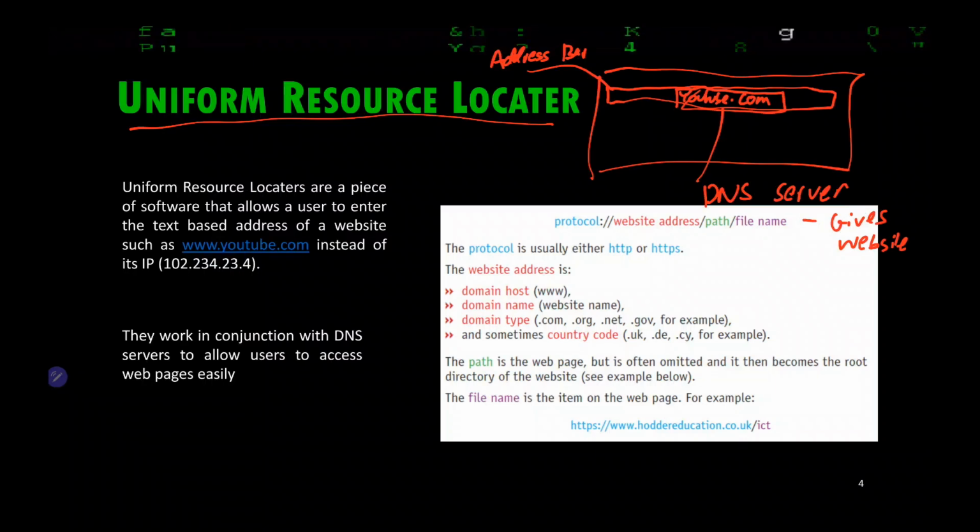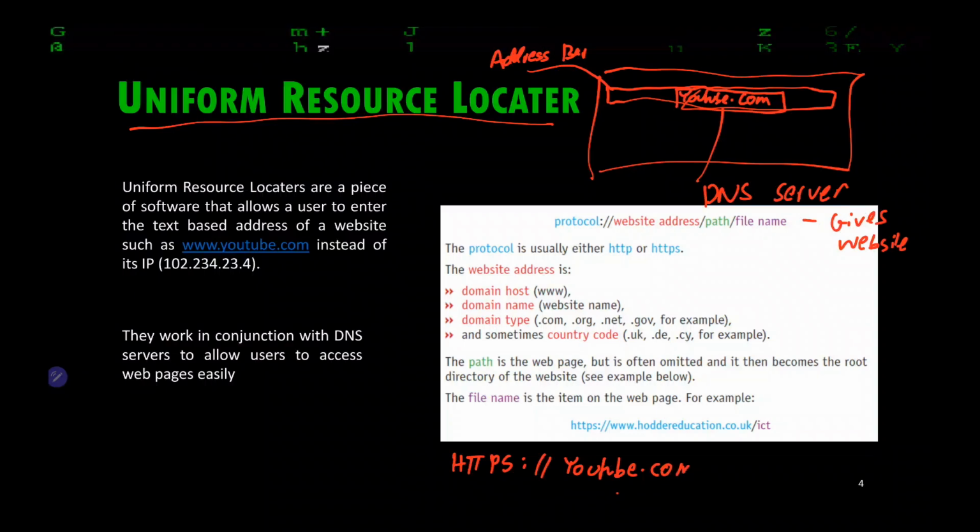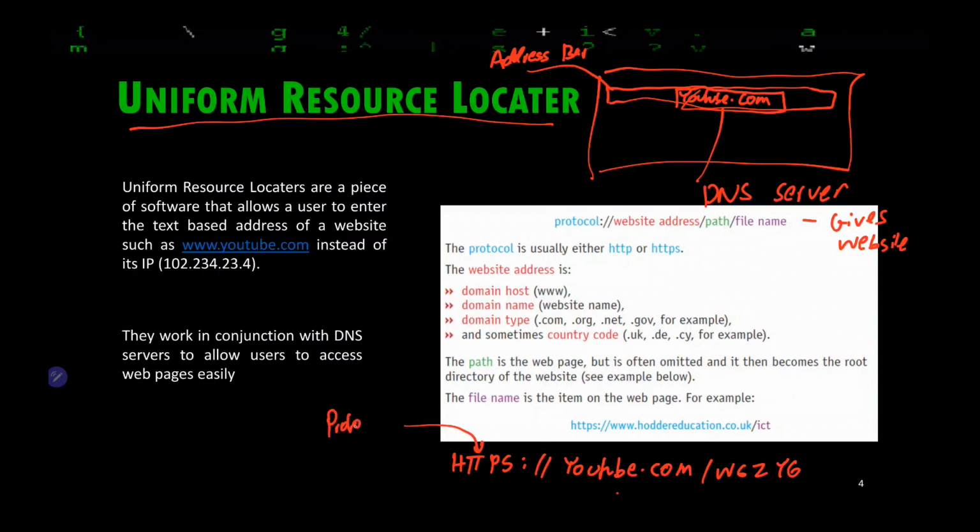And here's the breakdown of it. It's pretty simple. If you think about HTTPS youtube.com/w6zy6, something like this, we can compare it directly here. HTTPS, this is our protocol. The first part of your address is the protocol.